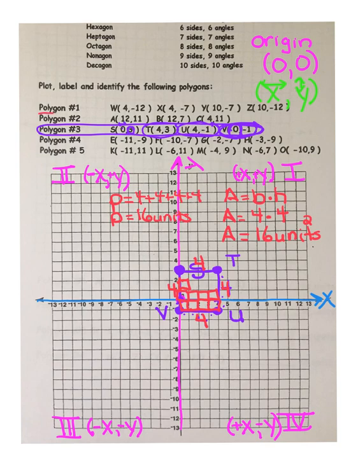Now I'd like you to plot on your own polygon number 1. Stop the video and don't turn the video back on until you've completely plotted the quadrilateral and you've connected all the dots. Pause your video, please.